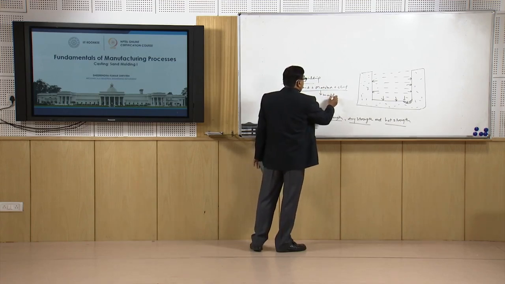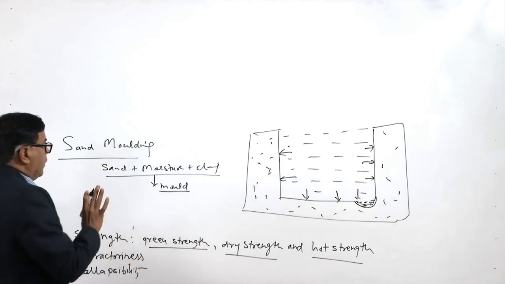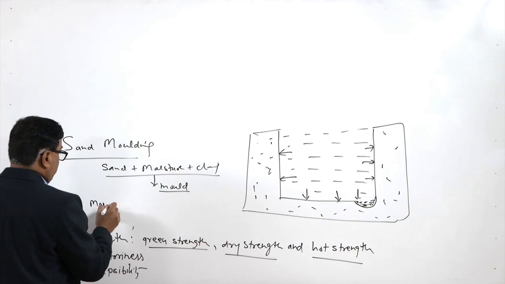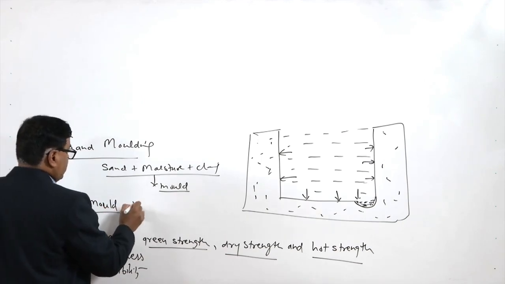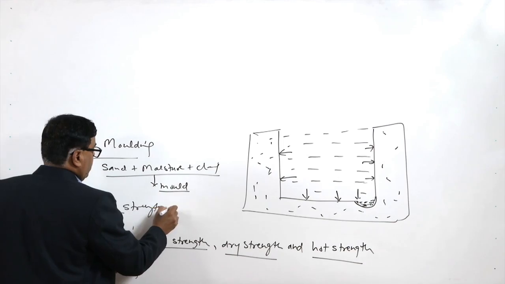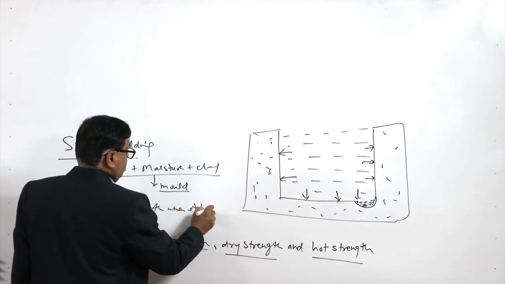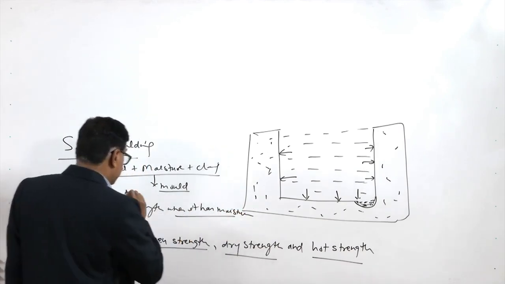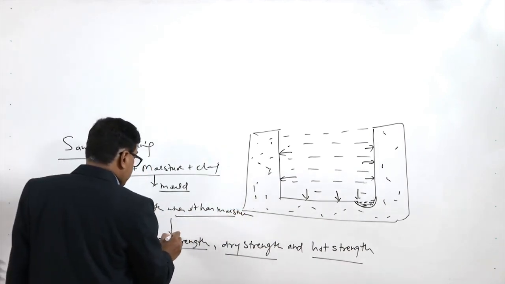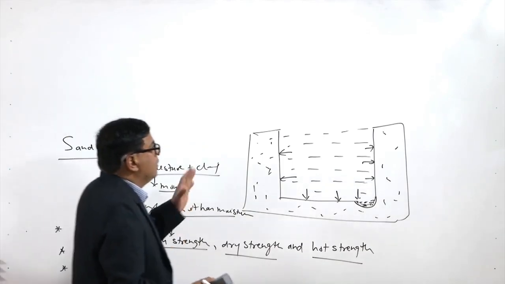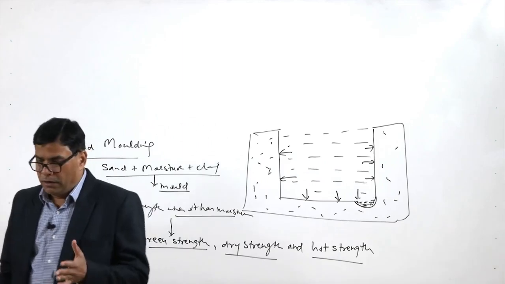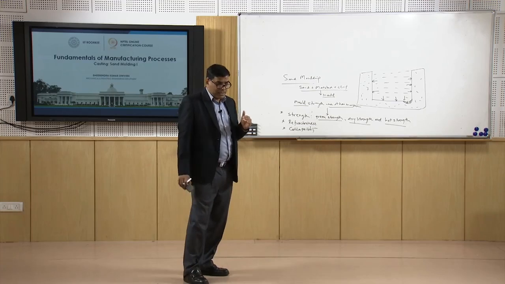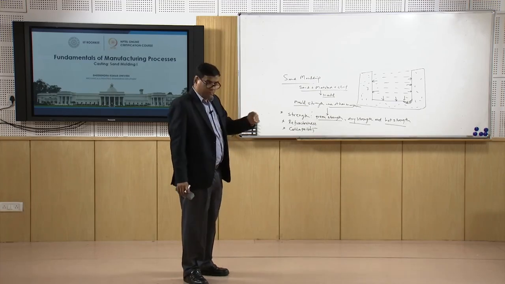So, just after its preparation, the mold strength of the mold when it has moisture, at that state the strength of the mold is termed as green strength. So, green strength: we have just prepared a mold of the molding sand, and it has a lot of moisture.